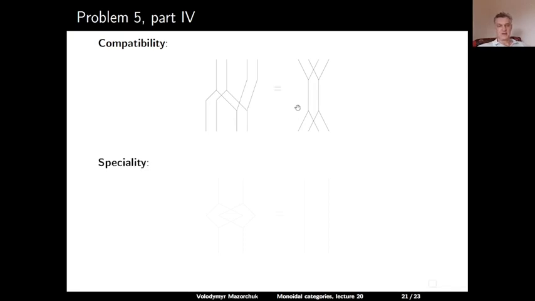And finally, the speciality of our object is that comultiplication followed by the multiplication gives the identity. And this is again straightforward. This point is connected only to this one, so this gives us the first straight line. And this point is connected to this one. This is the second straight line. And this completes problem 5.